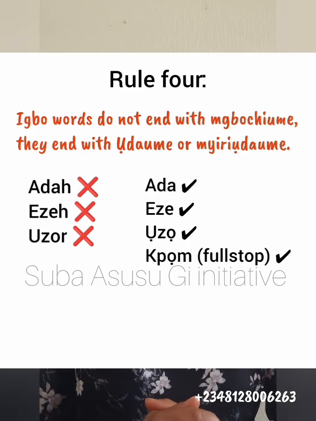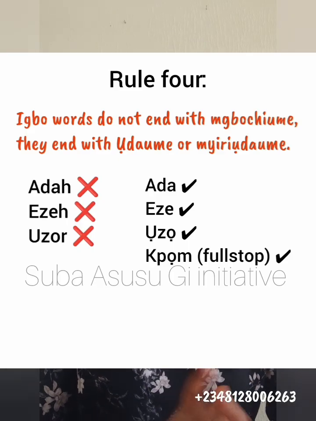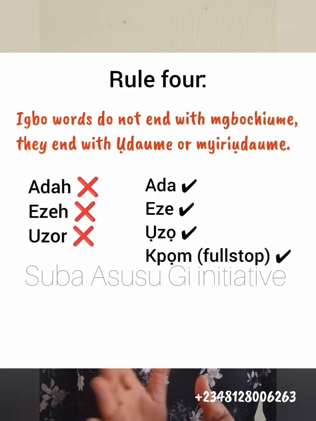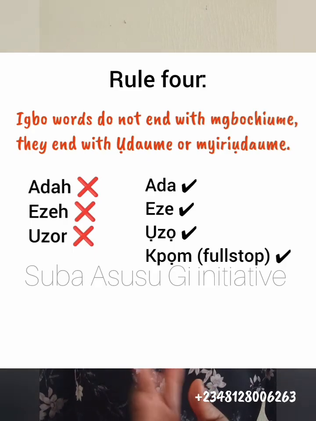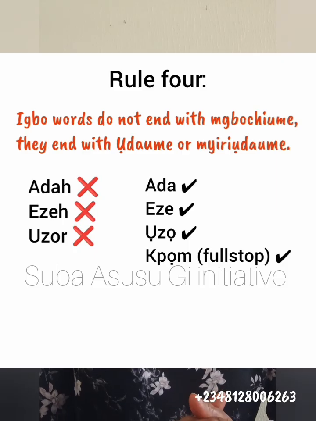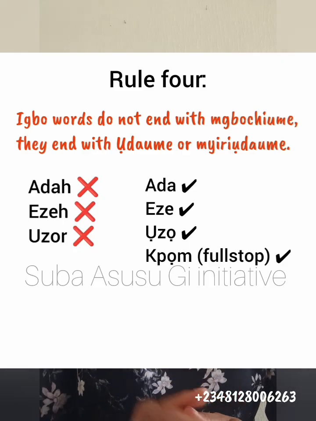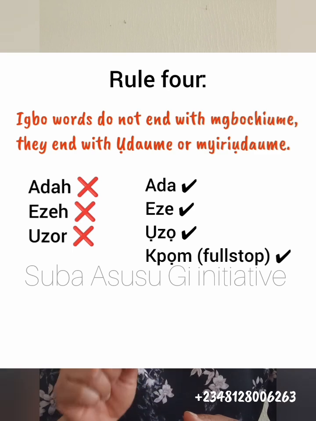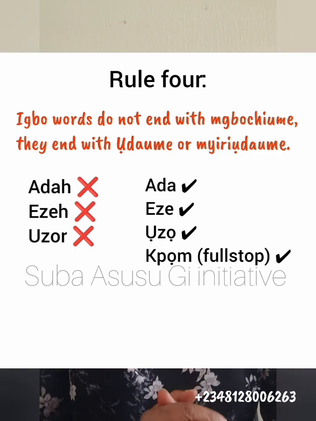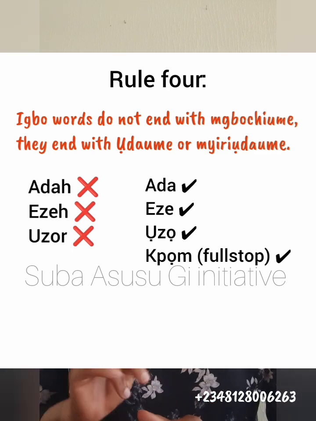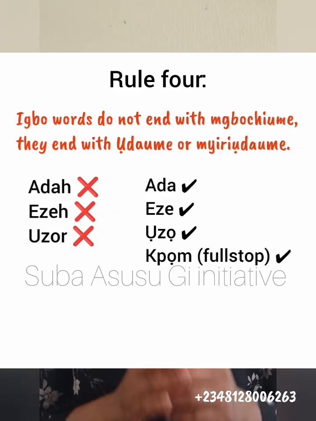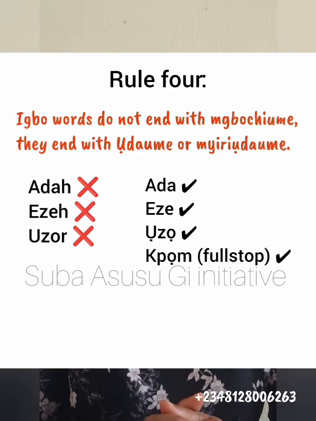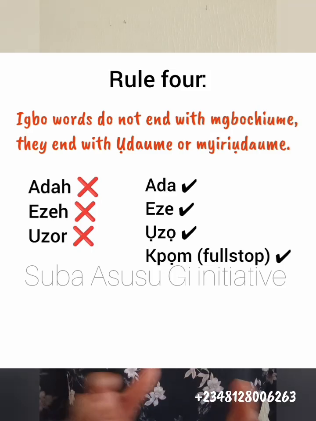So let's see the examples. So the first one, the 3 are actually names. So you see people writing their names that way. You see someone Ada, they put H. Every letter in an Igbo word must have its own sound or a part it is playing there. We don't have silent letters in Igbo. So that is very wrong, because H in that Igbo word is not doing anything, doesn't have any function.